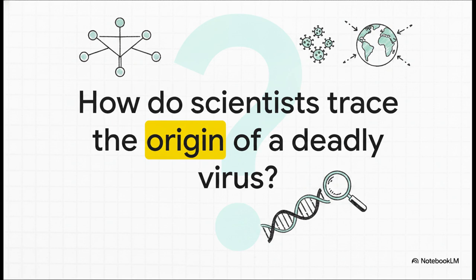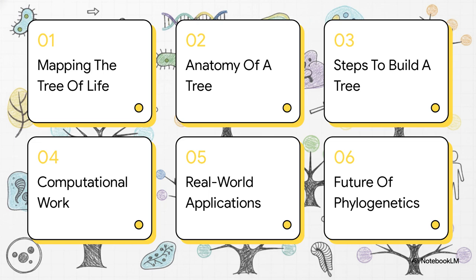Think about it. How exactly do scientists trace the origin of a deadly virus that's suddenly spreading globally? Or how do they figure out the common ancestor of vastly diverse species? Well, they don't just guess. To solve these biological cold cases, researchers use a highly specific map. Phylogenetic analysis is that ultimate map, allowing us to essentially rewind the evolutionary clock and trace the genetic fingerprints of life itself. Here is our roadmap for today's explainer.